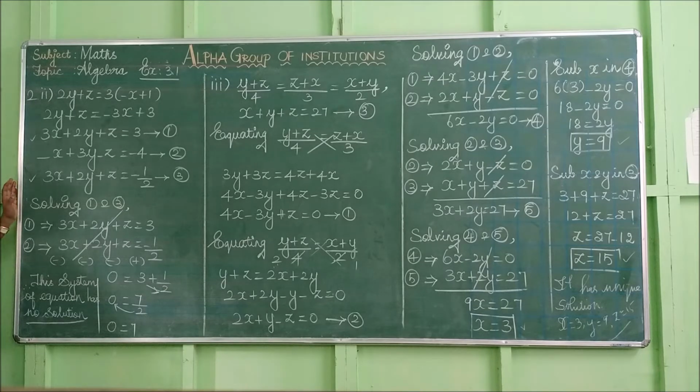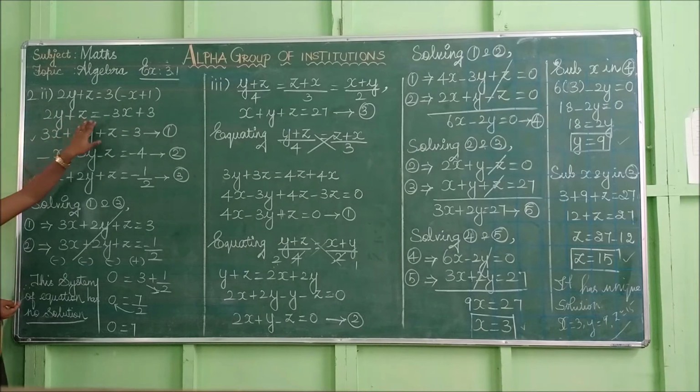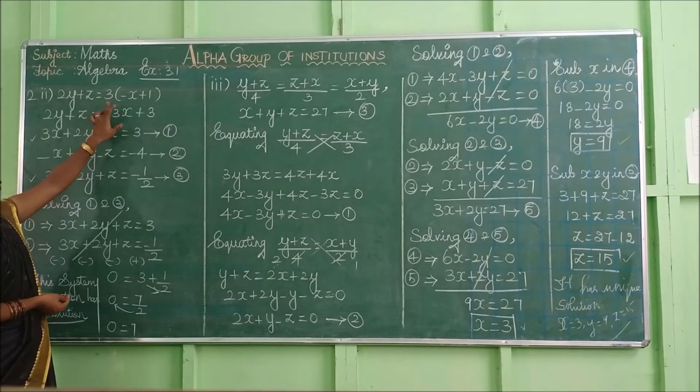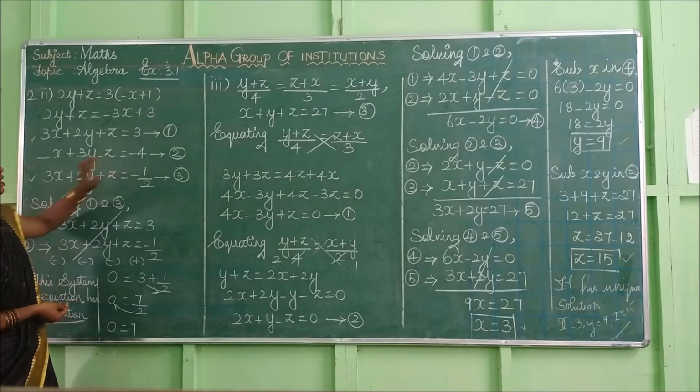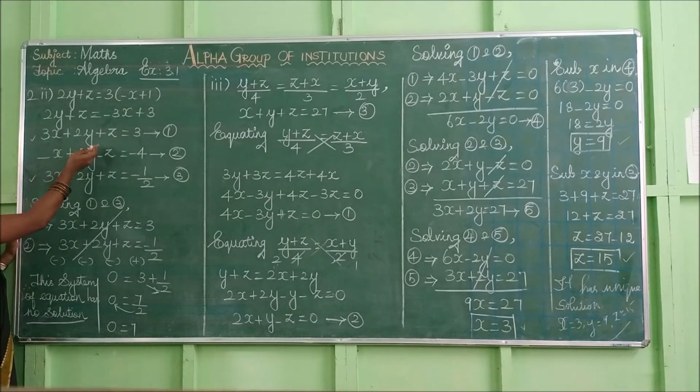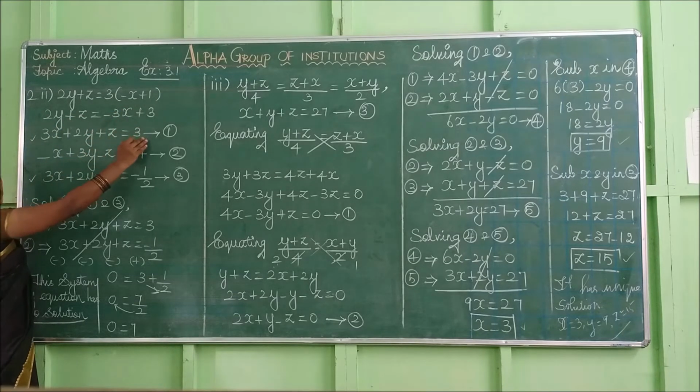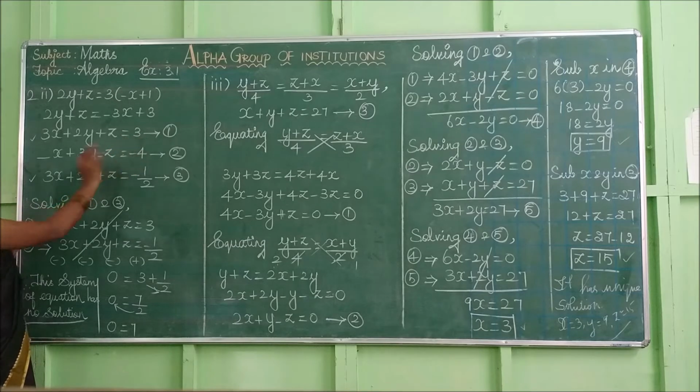Then look at this question. Second one, second subdivision: 2y plus z is equal to 3 into minus x plus 1. This can be written as 2y plus z is equal to, multiplying inside, 3 into minus x is minus 3x, 3 into 1 is plus 3. Then you can arrange all the variables on a single side. Here this is negative, so it comes to this side positive: 3x plus 2y plus z is equal to 3.